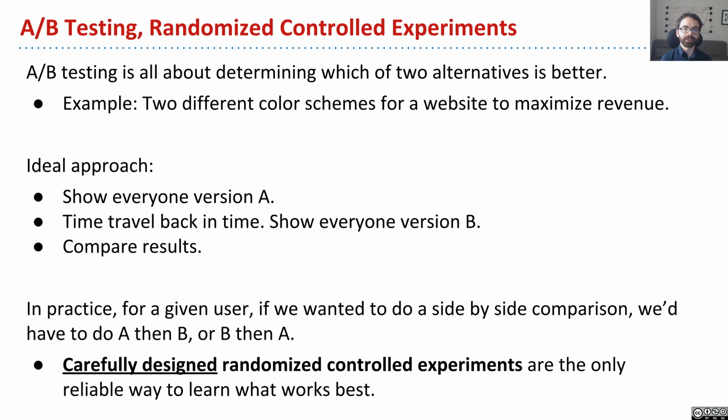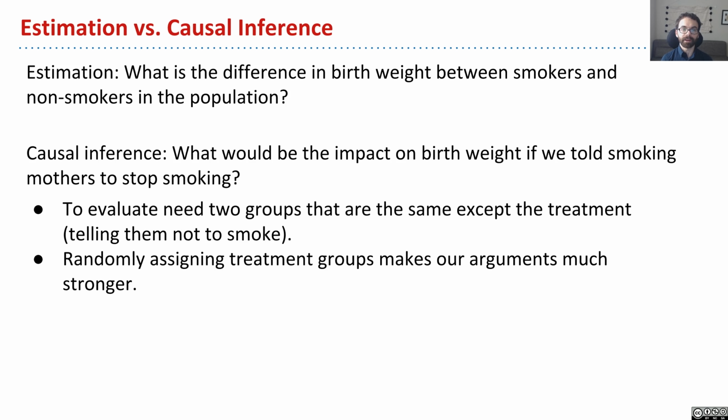But of course time travel does not work, so instead we are forced to do something else. One thing you might be tempted to do is show users A then B, or B then A, but the problem is then they've already seen both. Your experience of one is colored by the other, and in many cases these A-B tests are very subtle in terms of the differences between the two treatments, so that's not really going to work out. Our guest lecturer says that a carefully designed randomized controlled experiment is really the only reliable way to learn what is actually better.